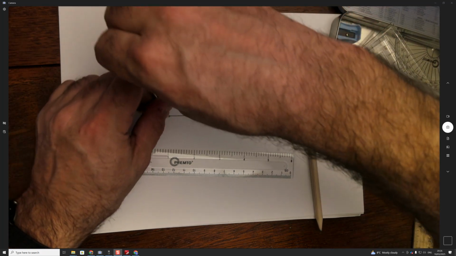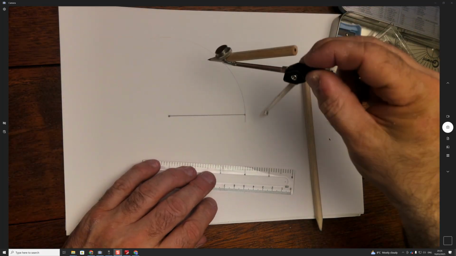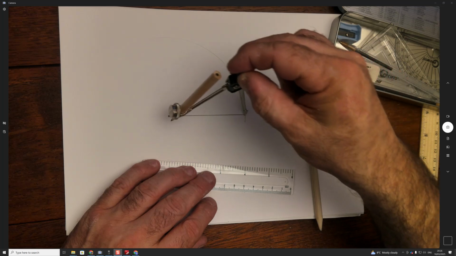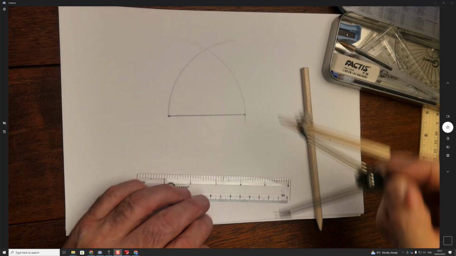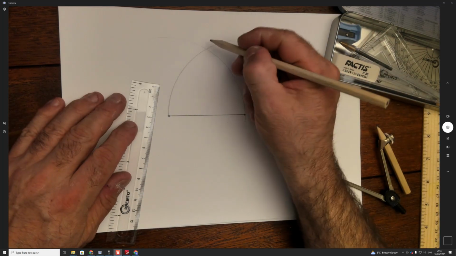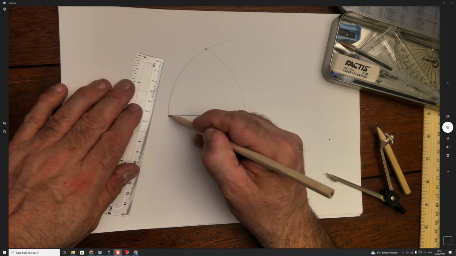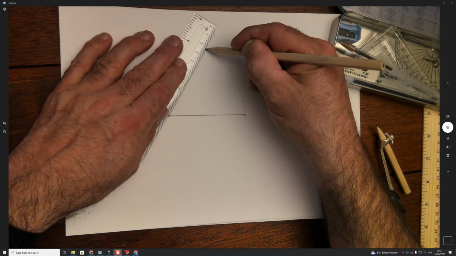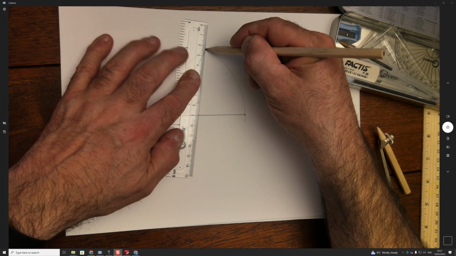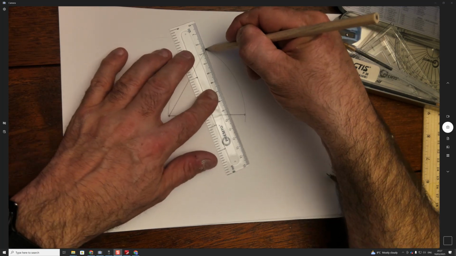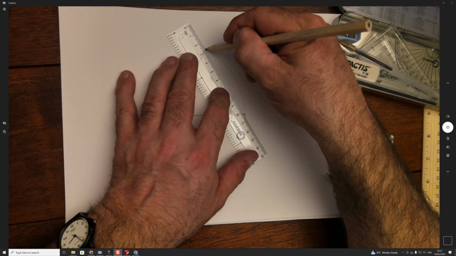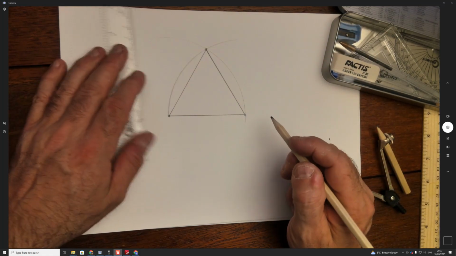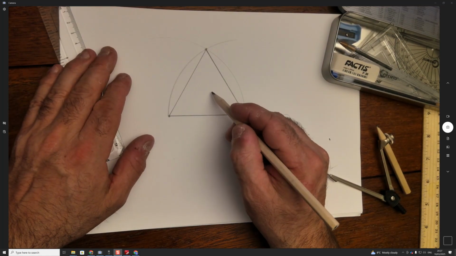Arc up, an arc up, mark the intersection point of the arcs. Now look what I'm going to do here. I'm going to stay anchored and twist. Okay, so there's a knack to drawing lines and line segments. Okay, and that's an equilateral triangle.